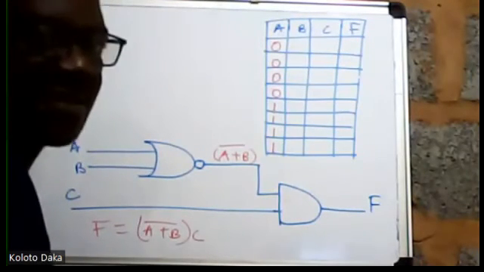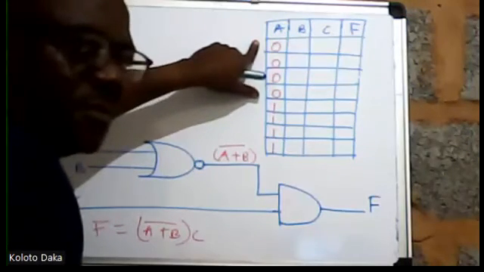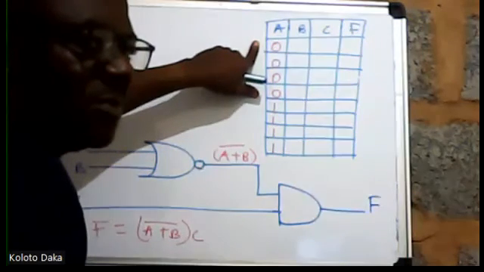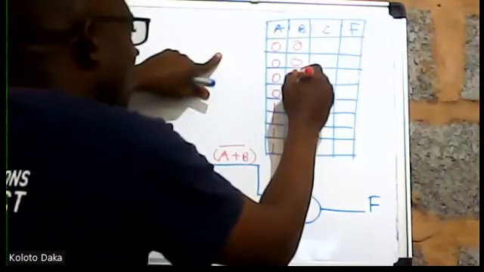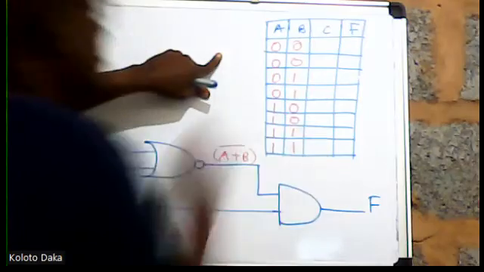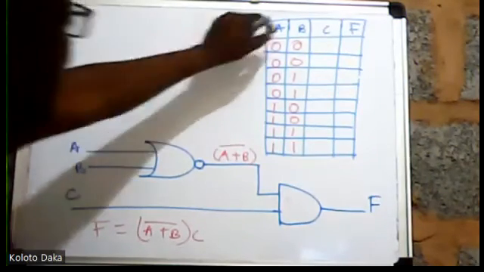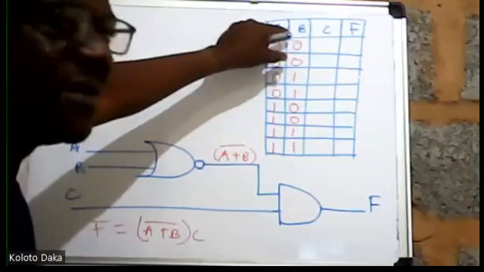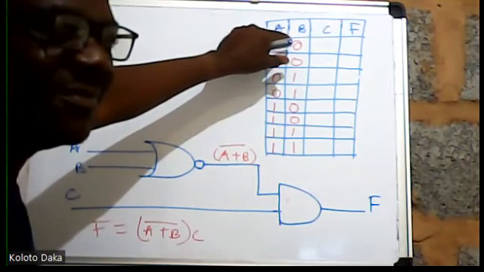Then you come to the next column. How many zeros are here? 4. 4 divided by 2 is 2. So 0, 0, 1, 1, 0, 0, 1, 1. We come to the last column. How many zeros are here? 2. 2 divided by 2 is 1.